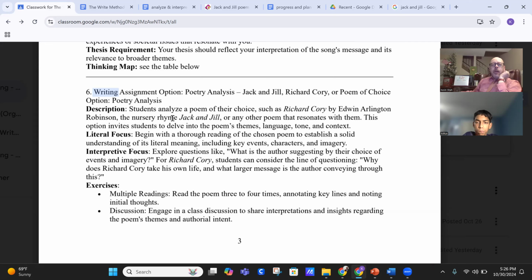All right. Literal focus. Begin with a thorough reading of the chosen poem to establish a solid understanding of its literal meaning, including key events, characters, and imagery. So the 5 W's and H, right? Who, what, why, when, where, and how would be the focus of the first reading.